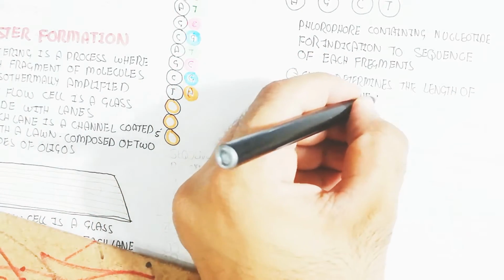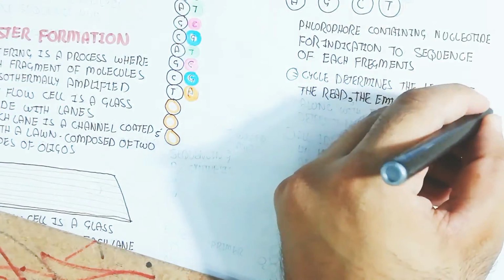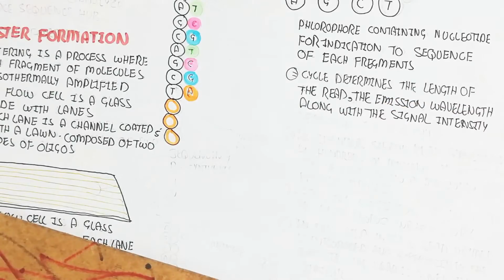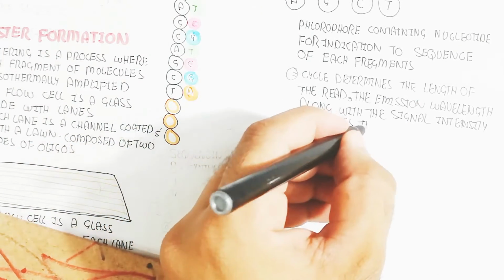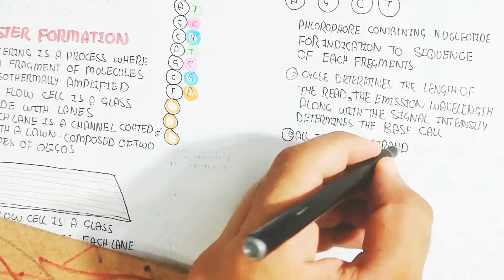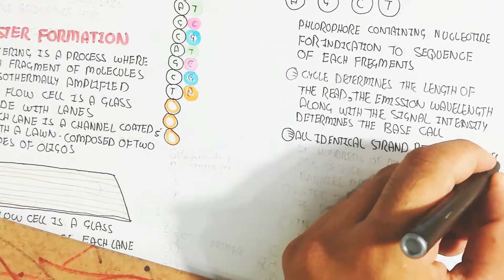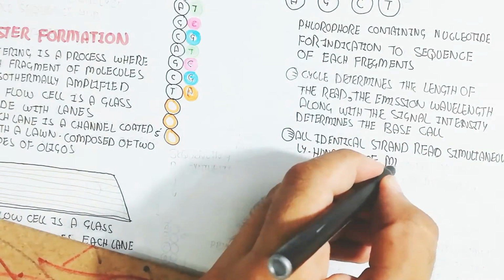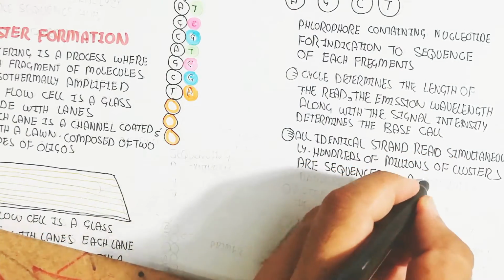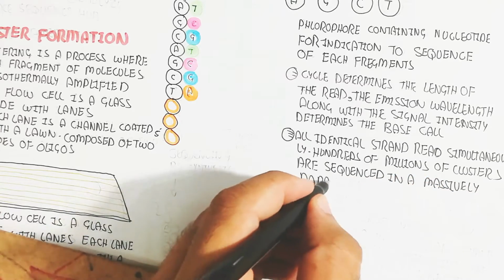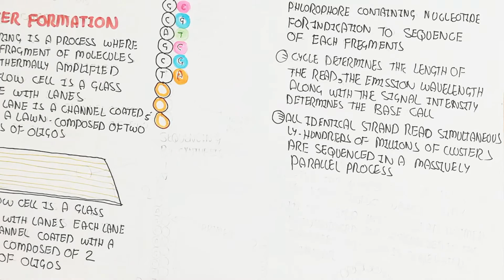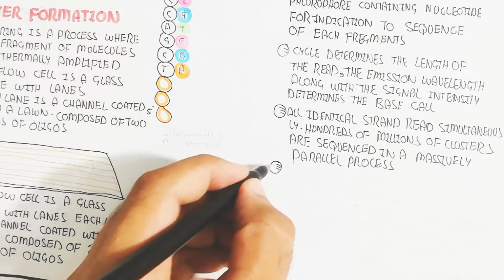So the cycle determines the length of the read, and the emission wavelength along with the signal intensity determine the base call. For example, when one base is added, thymine will produce green color. So we can say at this time the thymine has bound, and if cytosine binds after the thymine, producing blue color, we can say that it is cytosine. Remember, this is not the original strand; copies of the original strand will undergo annealing and extension.